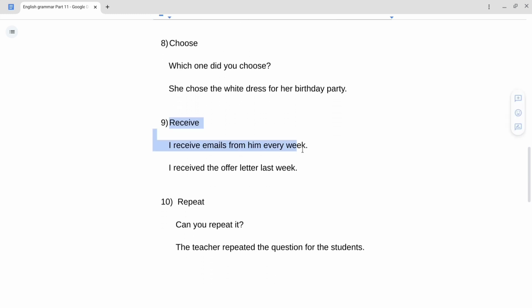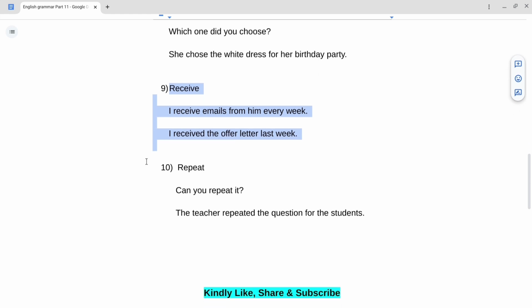The next one is receive. Receive means to get something from someone. I receive emails from him every week. One of my friends has a habit of sending me emails every week. So I say that I receive emails from him every week. The past tense is received. I received the offer letter last week. So I'm telling my friend I received the offer letter for my admission.